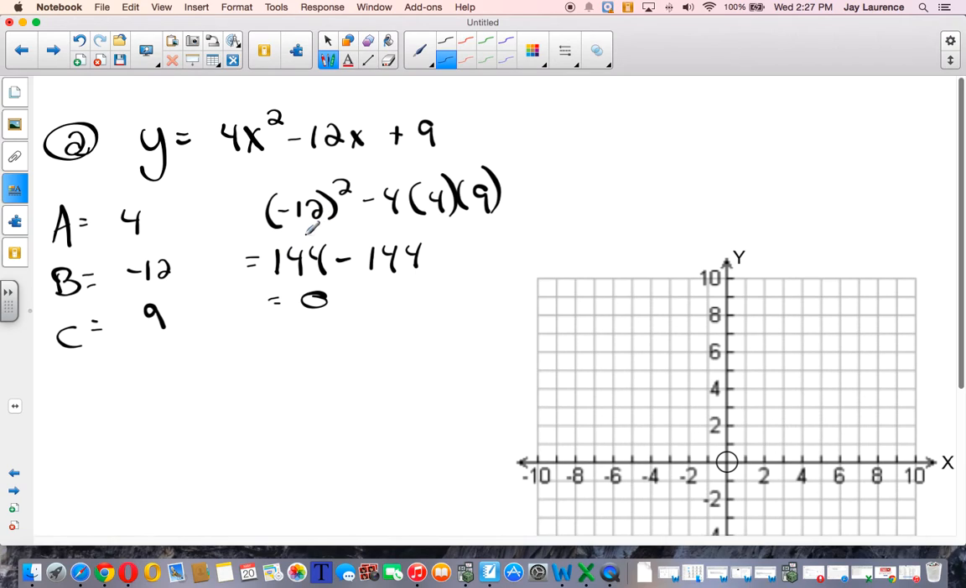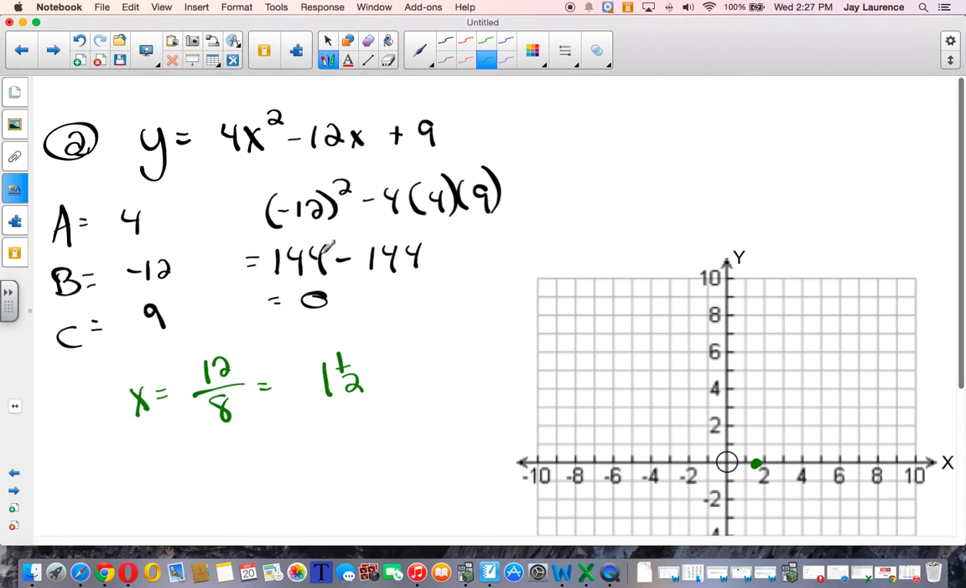Now I have two choices here. The discriminant 0 means the vertex is going to sit on the x-axis. I can go to the quadratic formula, find the 0, and that will be the same point as the vertex. Or I can go right to the vertex, and I think I'm going to go right to the vertex. X is going to equal negative b over 2a. So x is going to be, excuse me, 1.5, right? 1.5.